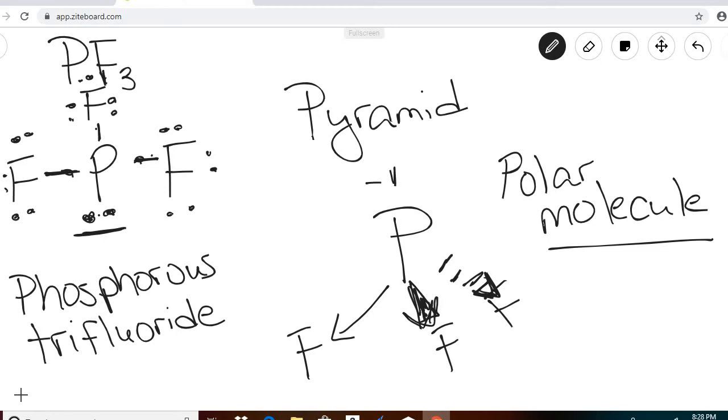So again, just remember that if there's only one of the first one, we don't use the prefix. If there's only one of the second one, you would say mono, but for the first one, you just say phosphorus trifluoride. Okay, next one is H2SiO.